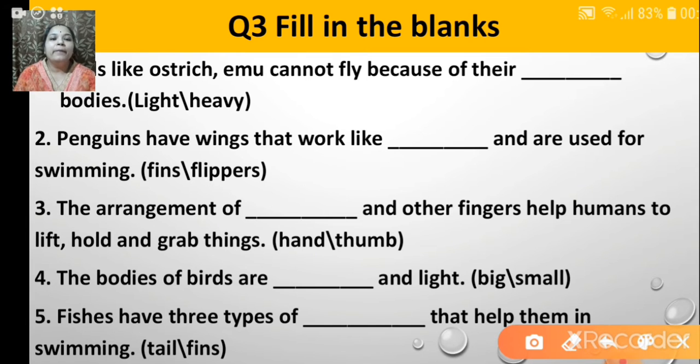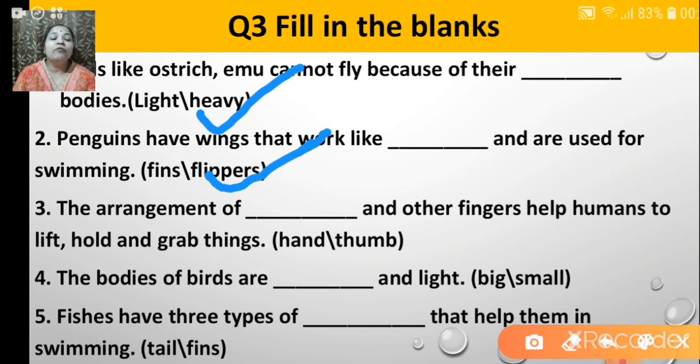This is fill in the blanks. The first one is: birds like ostrich, emu cannot fly because of their heavy or light bodies. The answer is they cannot fly because of their heavy bodies. Penguins have wings that work like flippers and are used for swimming.